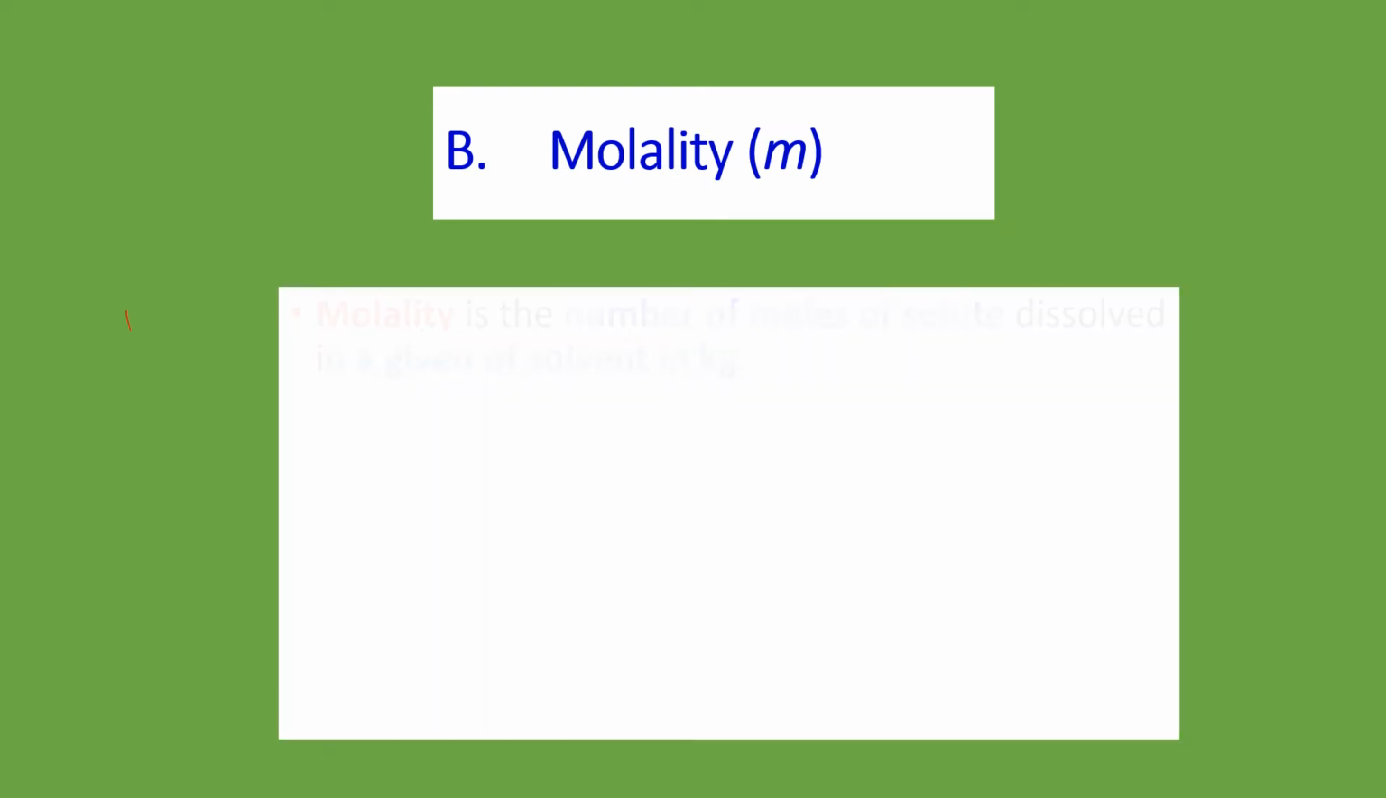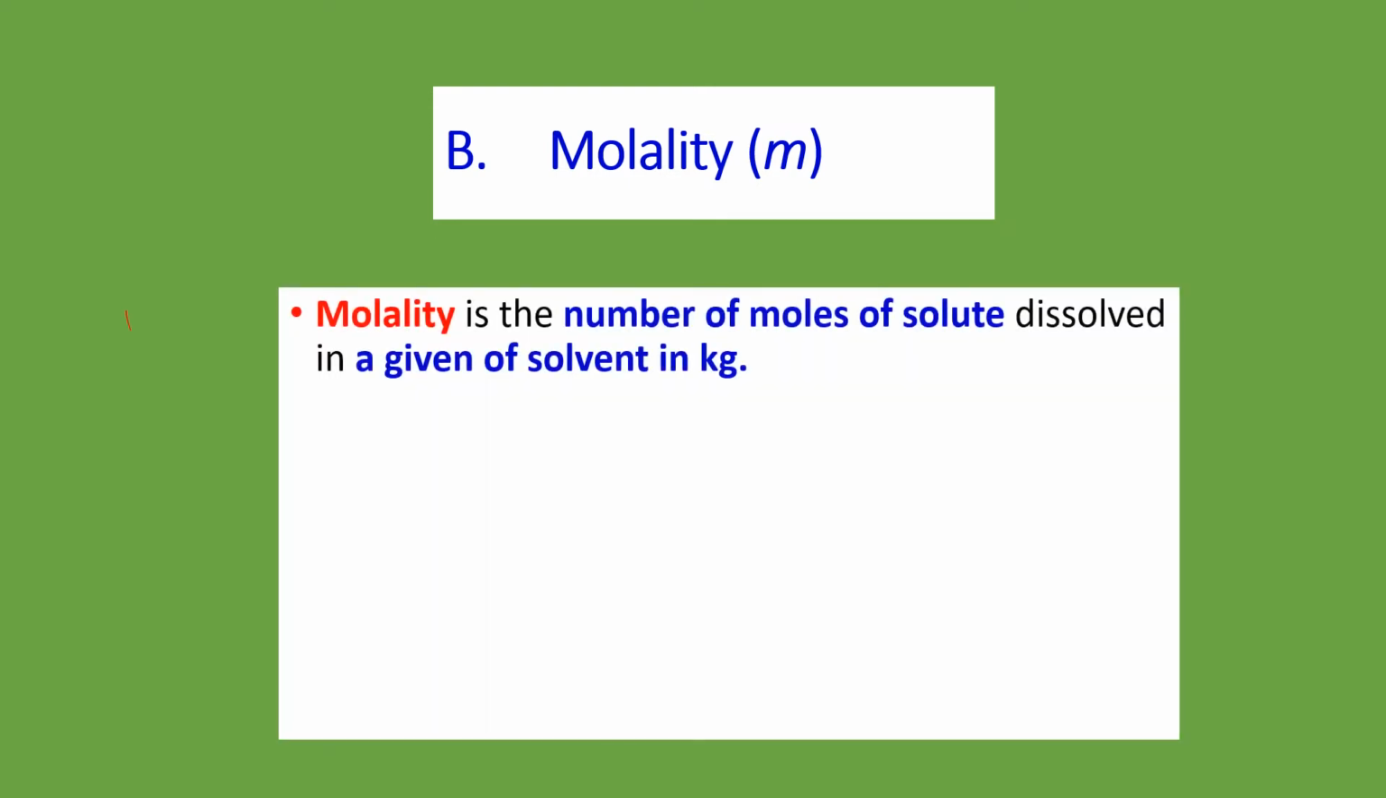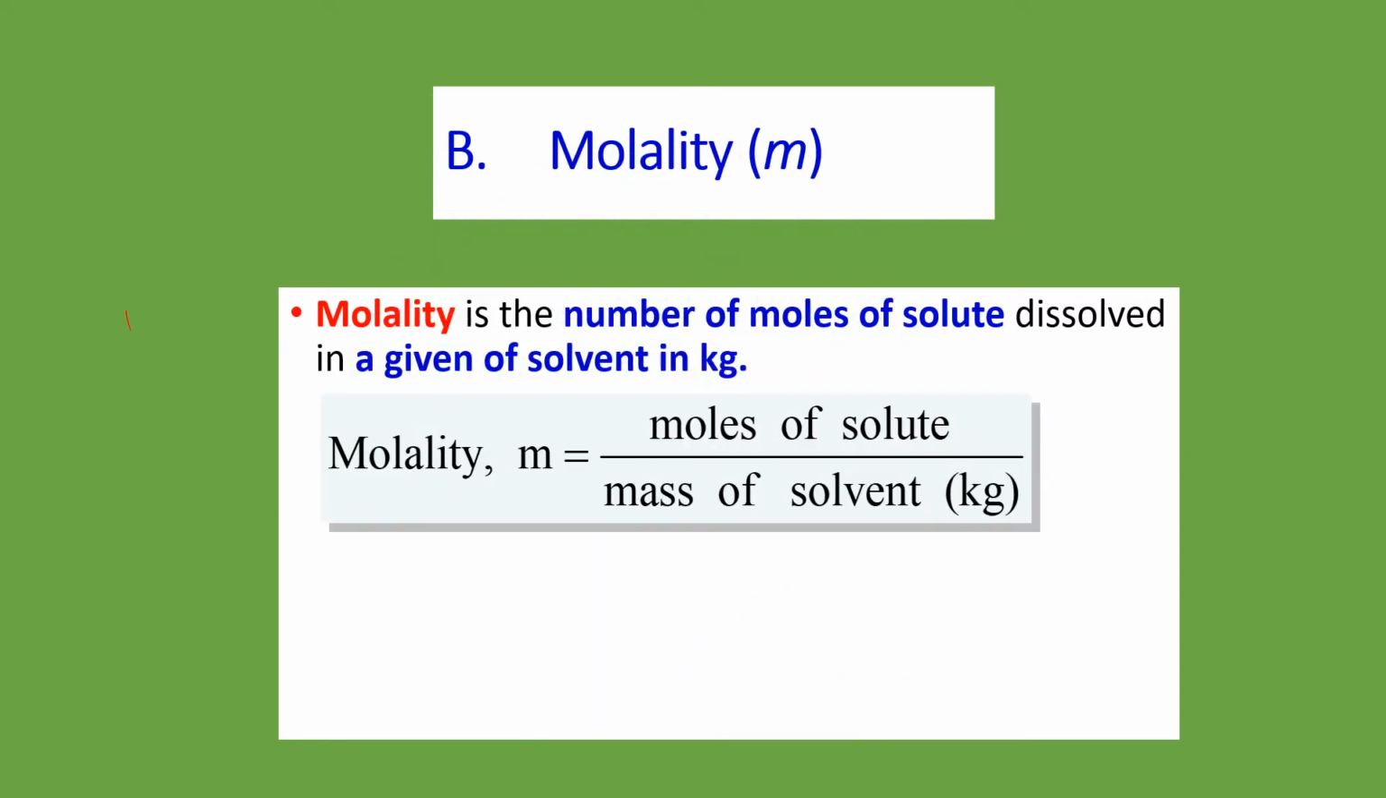Molality, or small m. Molality is the number of moles of solute dissolved in a given mass of solvent in kg. So molality, which is small m, equals moles of solute divided by mass of solvent in unit of kg. So the unit of molality is m, mole per kg, or molal.